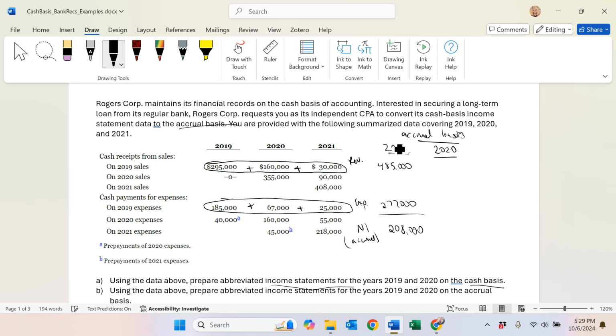And then for 2020, we're going to add up everything that related to 2020 sales, which was 445. For the expenses, everything that relates to 2020, 255, and net income of 190,000.